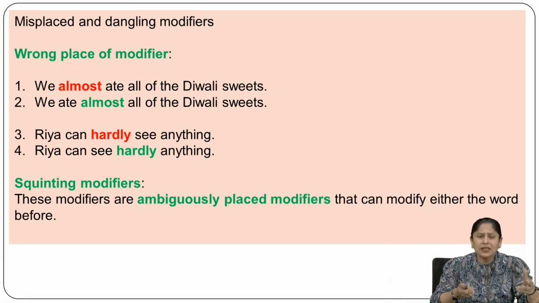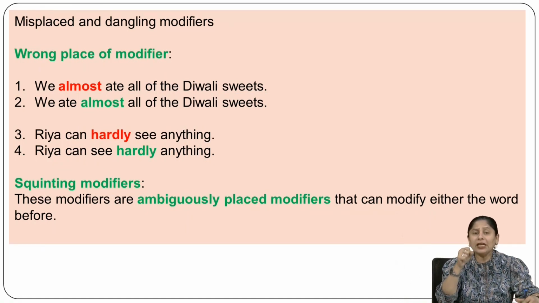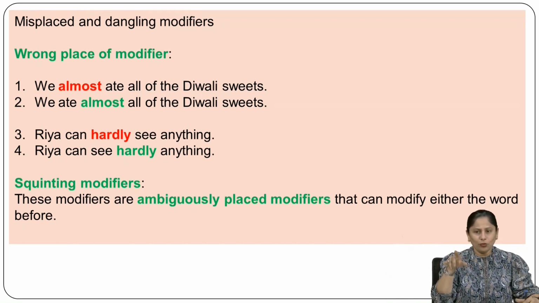Dangling in the sense the modifier seems to be an unimportant factor, or it seems to be an unnecessary factor, an unnecessarily used word. That's why there is the word dangling modifier. So let us be clear about the third sentence and the fourth sentence.